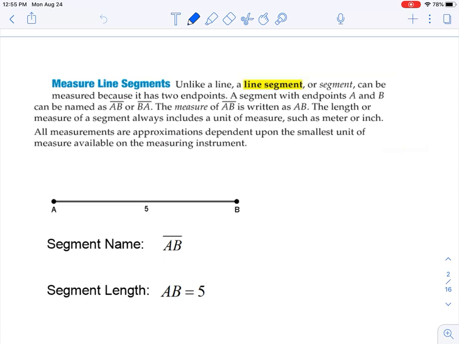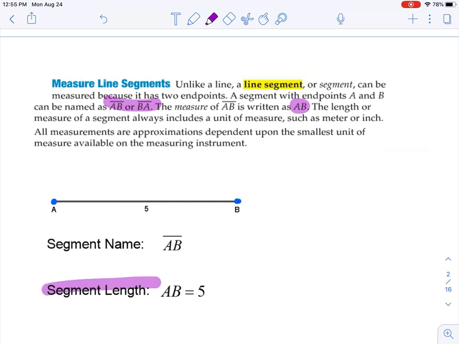So first of all, the measure of line segments. Unlike a line, a segment can be measured because it has two endpoints, in this case endpoints A and B. A segment with endpoints A and B can be named as segment AB or segment BA. Notice today we don't have the arrows on top, they're just segments. The measure of AB is written as AB.